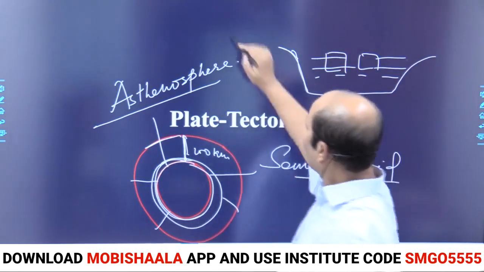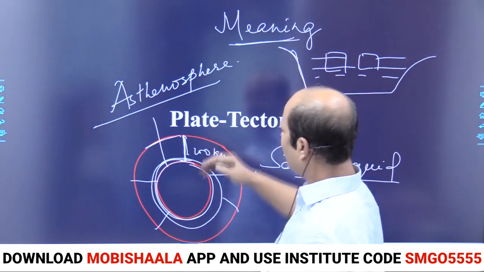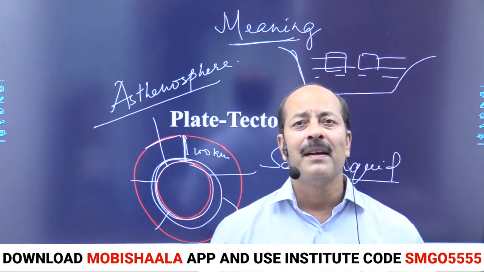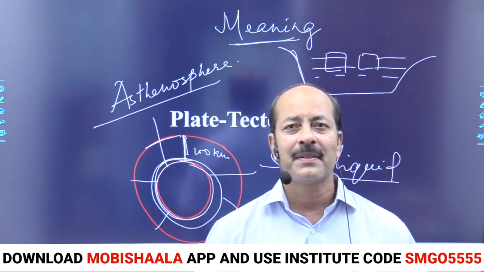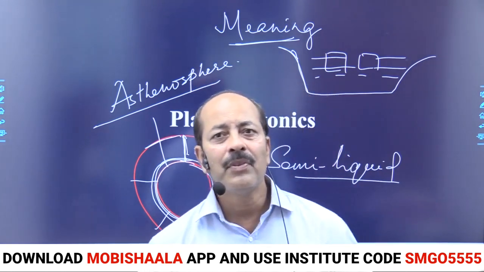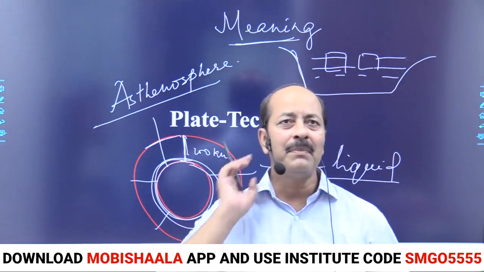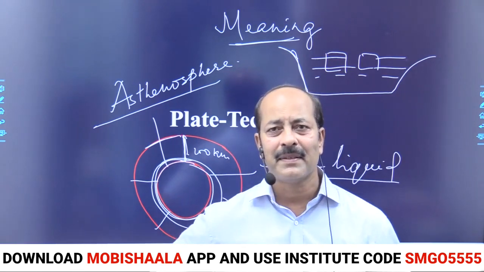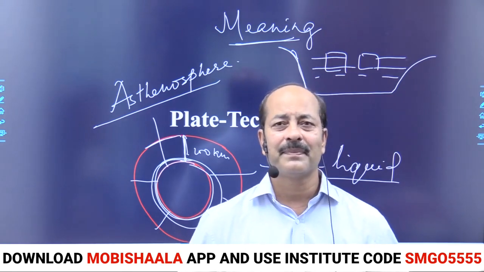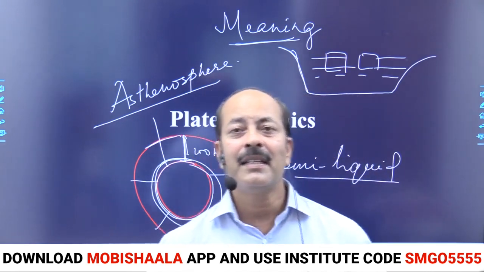Now come to the meaning of this chapter, plate tectonics. Write the meaning first. First write plate. Plate is a solid part of crust floating on asthenosphere. The thickness of plate is 100 kilometers.